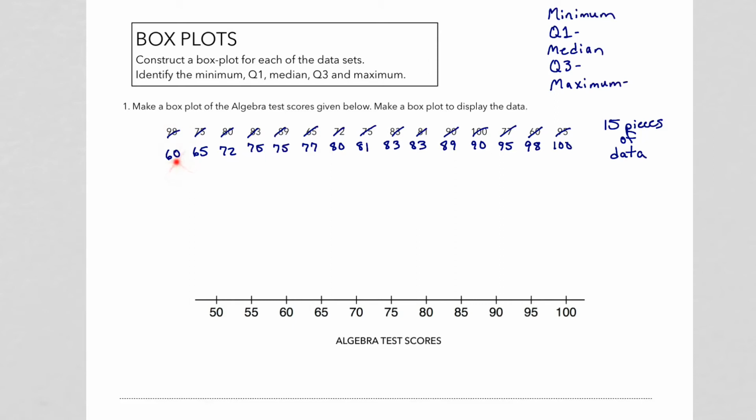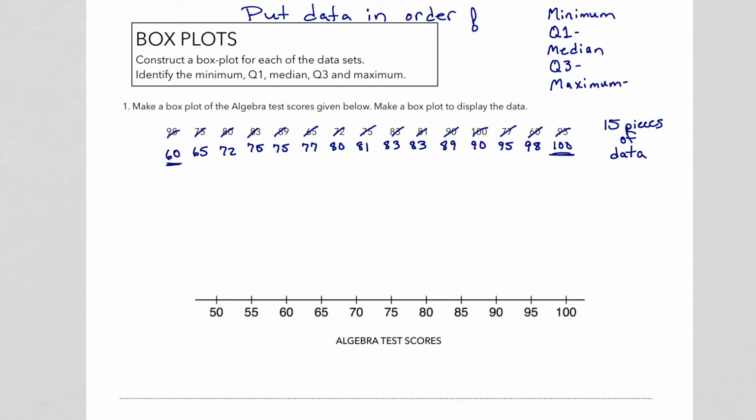The lowest data piece was 60, then 65, then 72, and I just marked them out as I went and put them in order. That's really important. Put the data in order, from lowest to highest. Do that first. All right, now we can find our minimum. These are the 5 pieces of information that we need. So we can find our minimum. That's easy. That's going to be 60. And our maximum is 100.